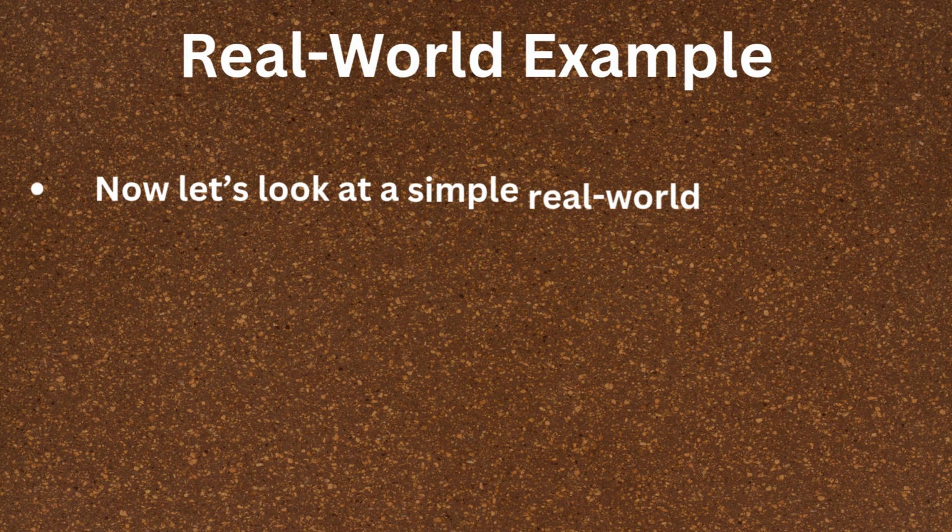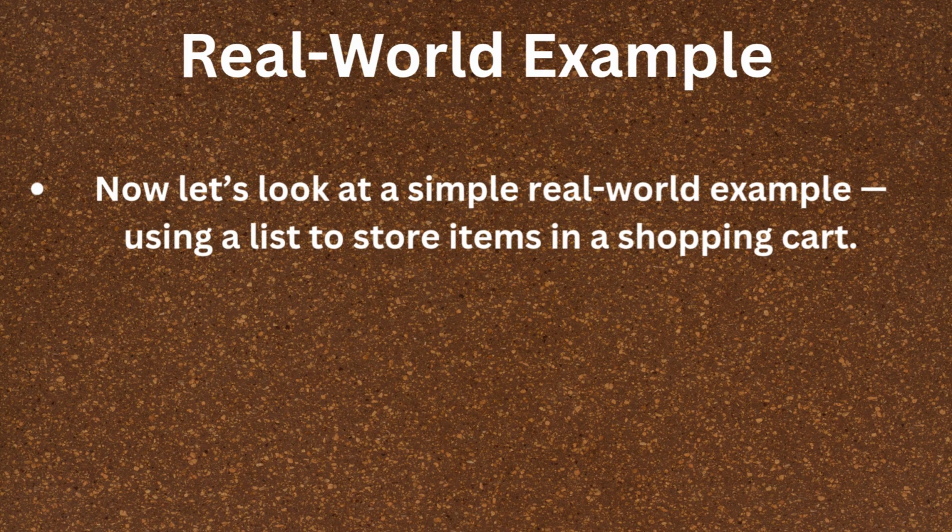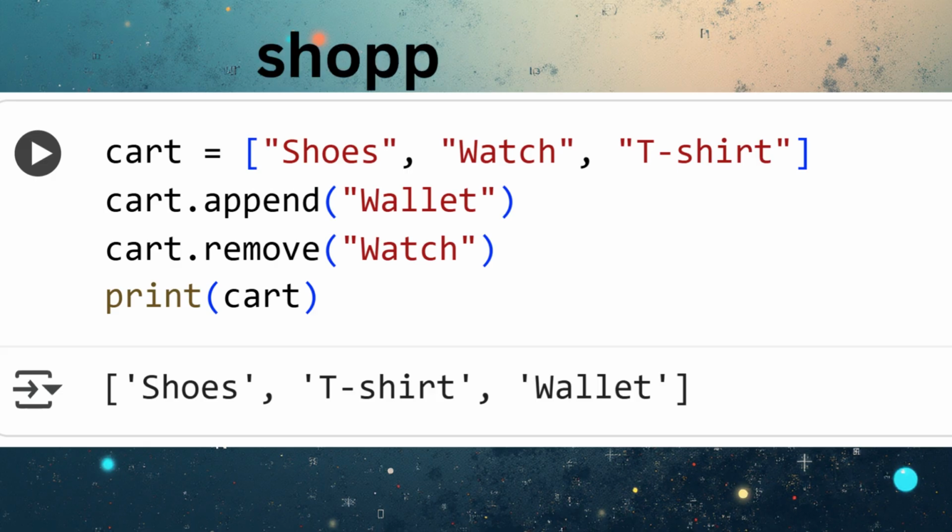Now let's look at a simple real-world example, using a list to store items in a shopping cart. We first added an item using append, and removed one using remove. Lists are perfect for such use cases because they're mutable and ordered. You can easily keep track of items as a user adds or removes products.